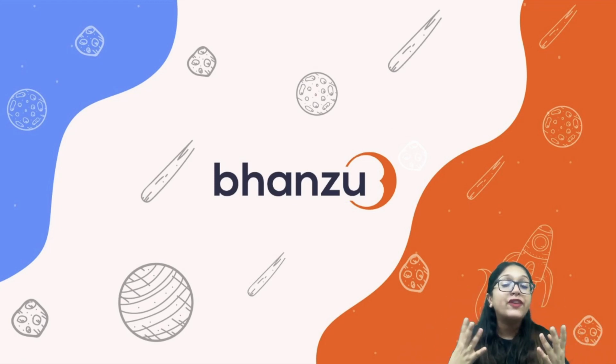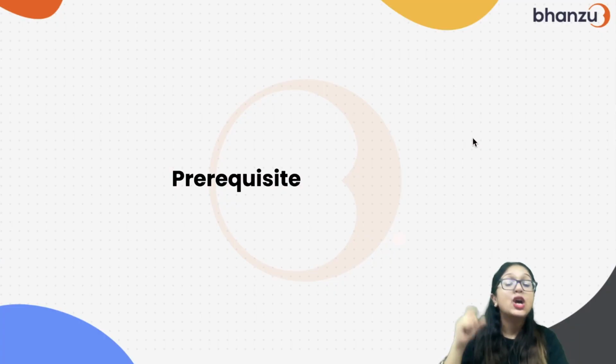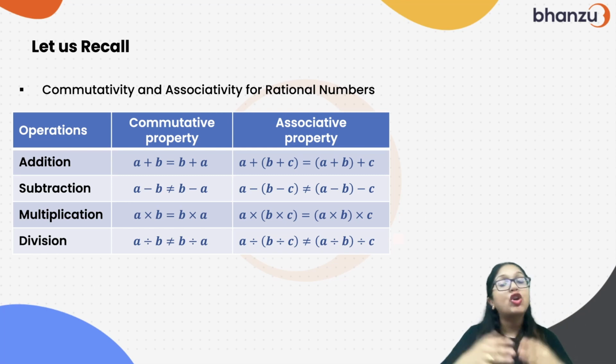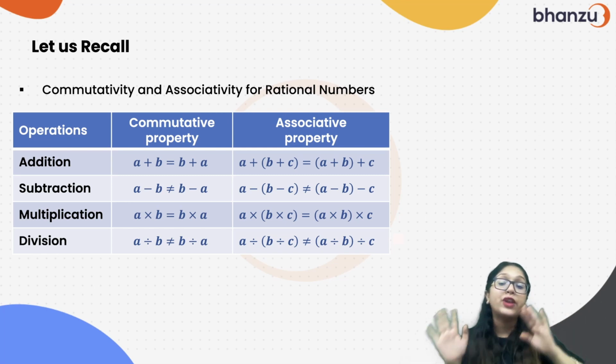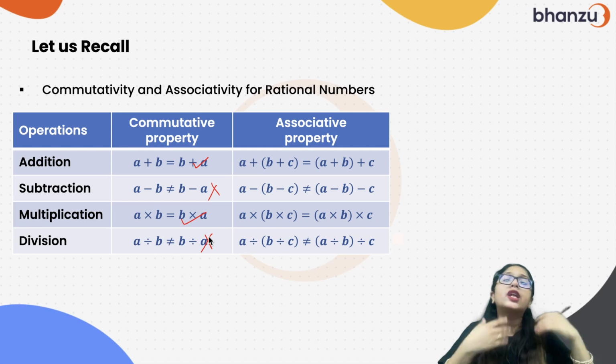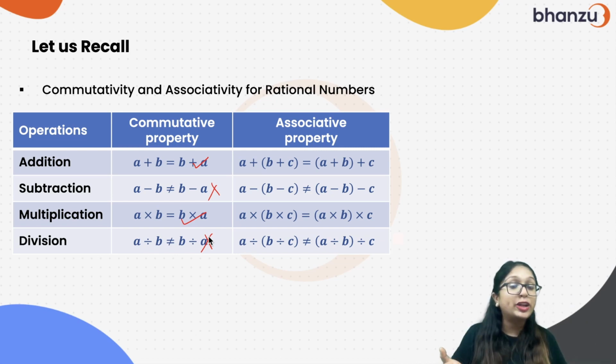But before that, we will revise what we did in the last class. We talked about commutative property and associative property. In commutative property, we can change the order of numbers while performing the operation, but the answer is going to be same. This is true in case of addition and multiplication, but not in case of subtraction and division. And in associative property, either way we group the numbers, the answer is going to be same. But this is again true in case of addition and multiplication, not in case of subtraction and division.